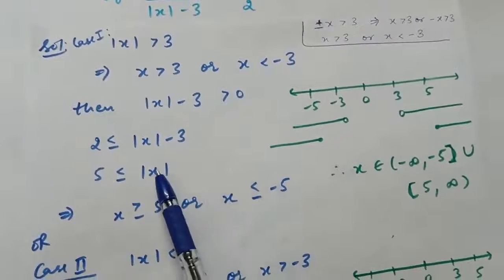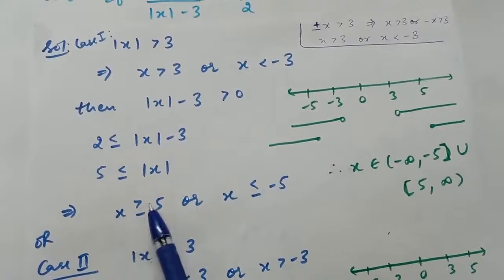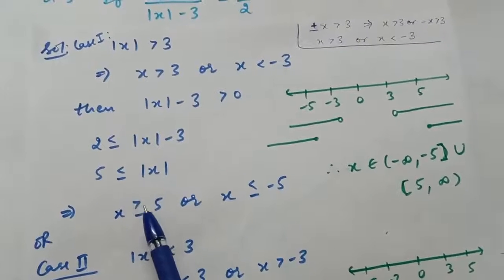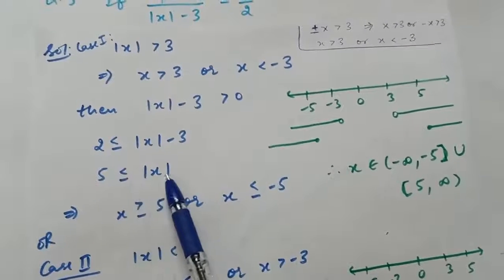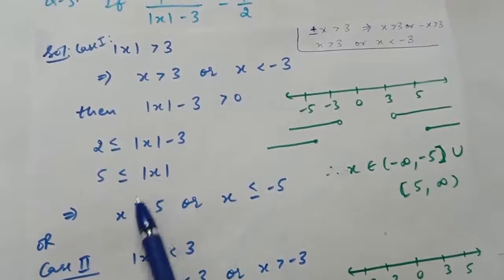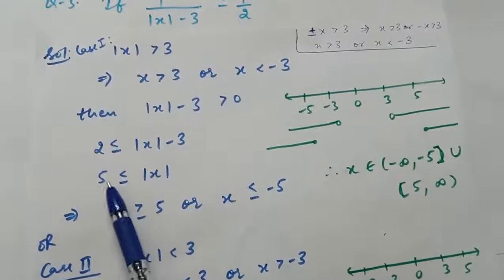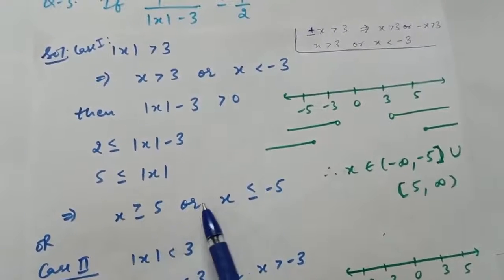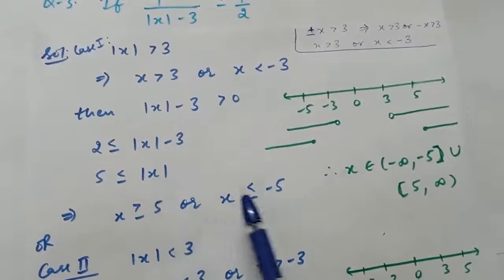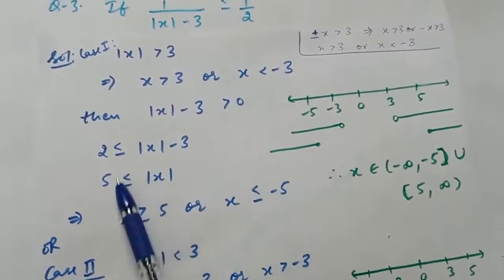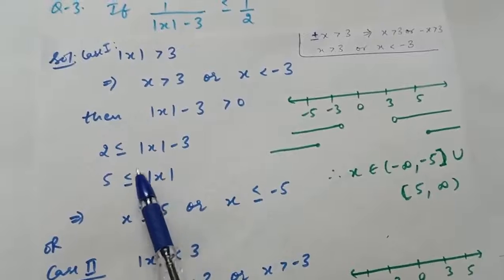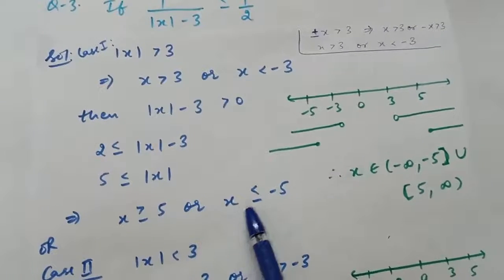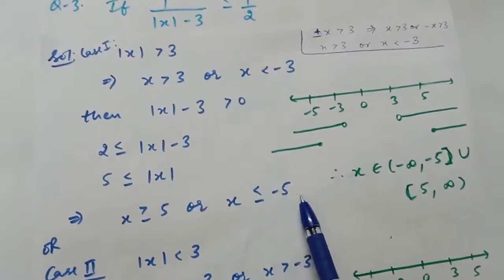See, when you take x positive, then the sign of the inequality will not change. It is greater than or equal to with respect to x, and 5. Or when you take minus, then the sign of the inequality will change. Here x is greater than or equal to 5, but now here x is less than or equal to minus 5.